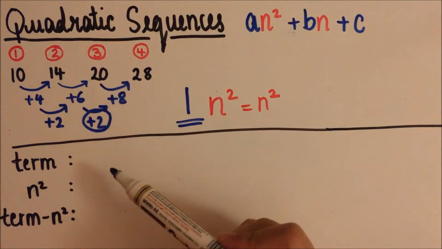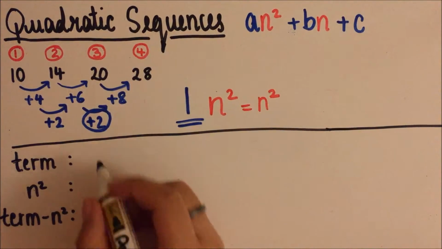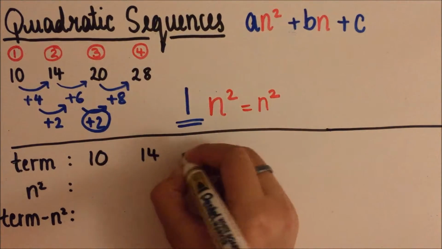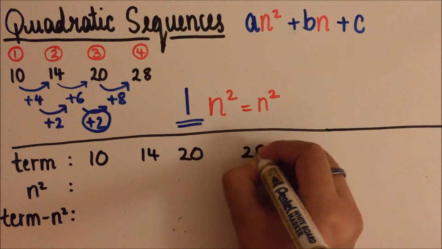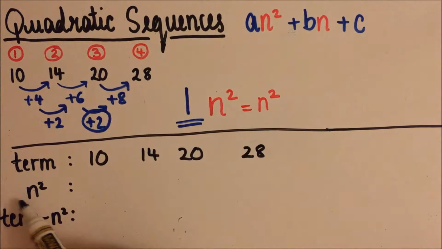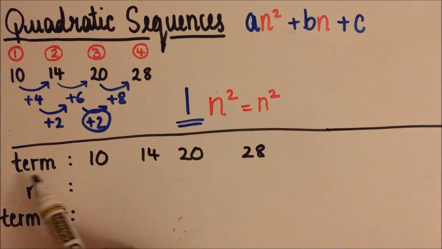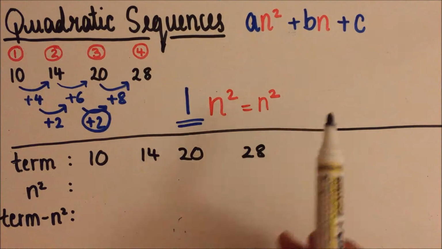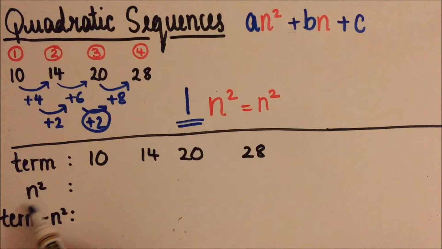The next step is to write down the term again. So let's write down 10, 14, 20 and 28 again. Then write down the value of the n squared. Now it's n squared because 1n squared is the same as just n squared. So write down the value for n squared.